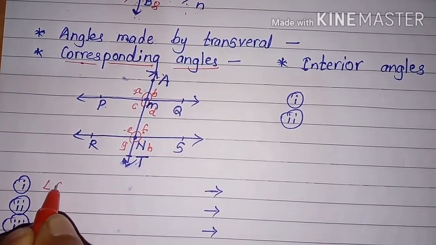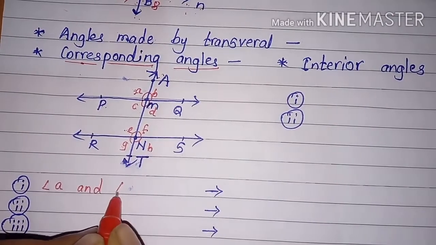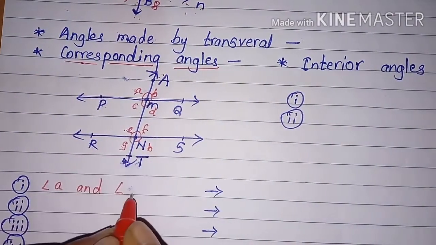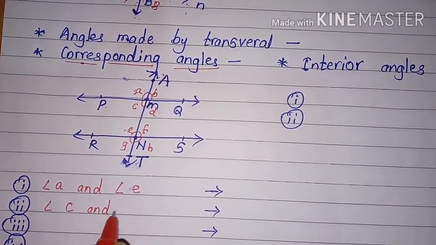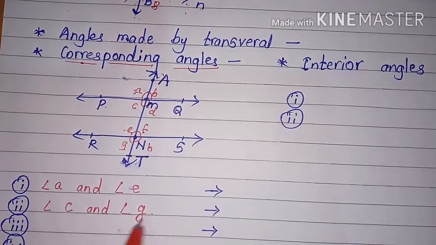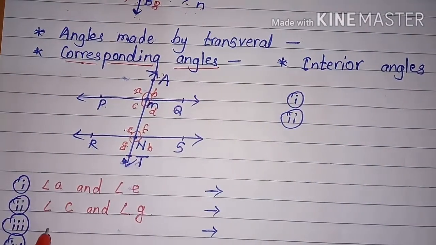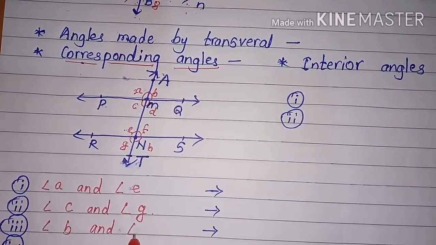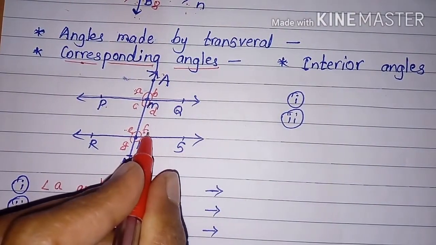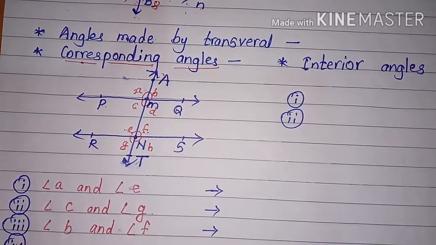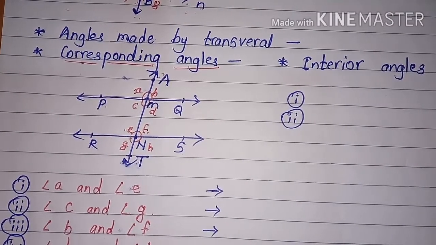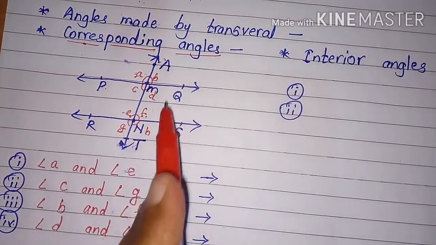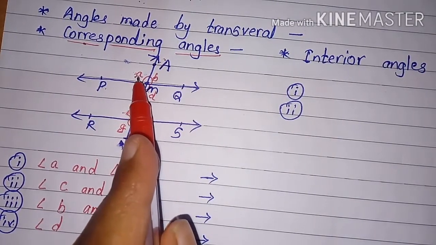Corresponding angles: angle A and angle E, angle C and angle G, angle B and angle F, angle D and angle H. Now these are the small letters which we have given as names to the angles.